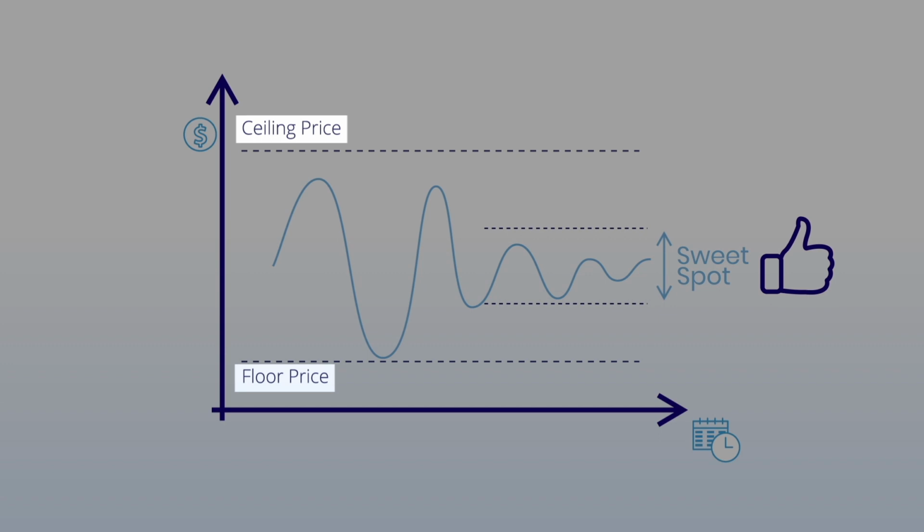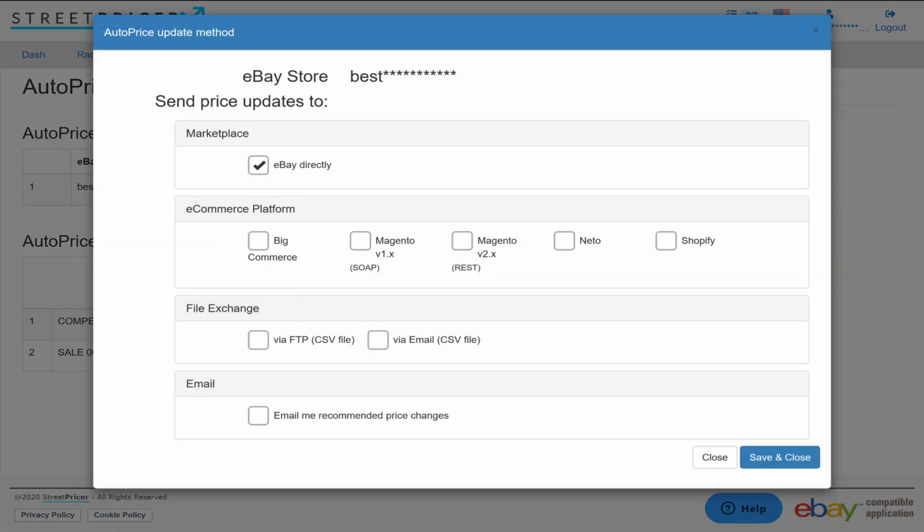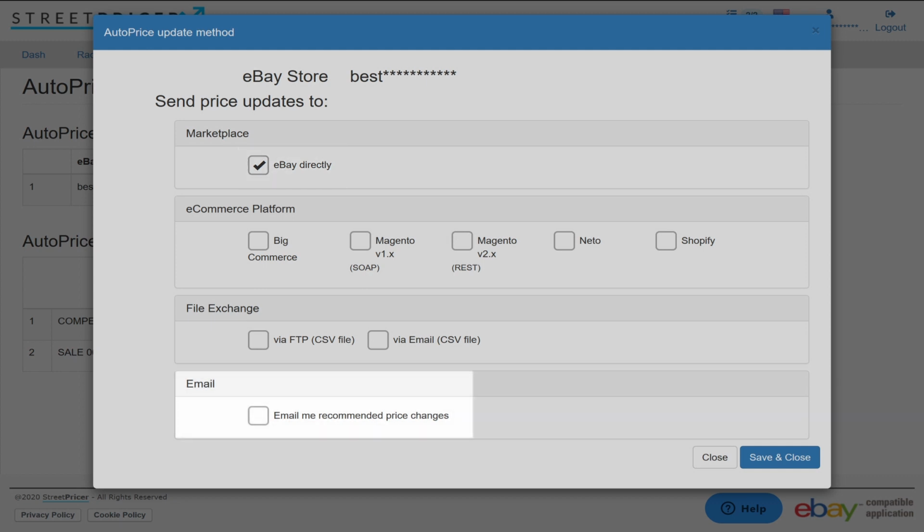Once the price rules are set, come to this section and choose where StreetPricer should send the price updates to. If you choose to have the price updates sent to eBay directly, subject to the floor and ceiling prices, we will change your prices on eBay for you. If you choose to have the price updates sent to your email address, it is offline, which means StreetPricer will only email you the price suggestions. In other words, your prices will not be changed automatically, and you will have to manually revise the prices yourself. We always recommend you to send your price updates to eBay directly in order to automate and save time.